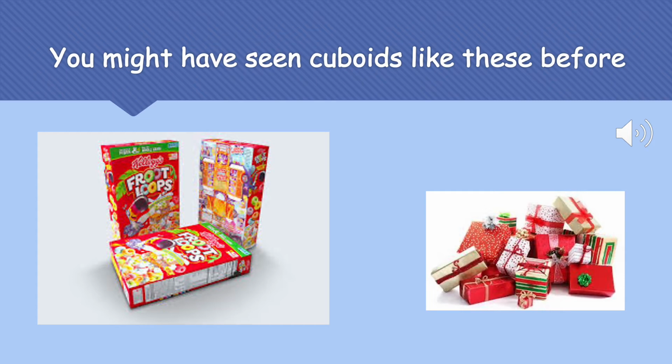Here are some cuboids that you might have seen. Have you seen the boxes of your cereal in the cupboard before? Because they are cuboids. Have a look at the sides with the rectangle faces, and presents that you might have got for your birthday or Christmas or some other time. Look at these, how beautifully wrapped they are. Have a look at the sides and the faces of those. They are squares and rectangles.